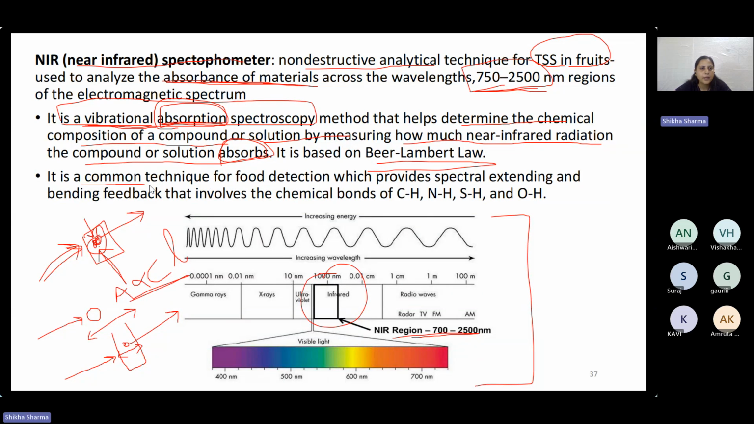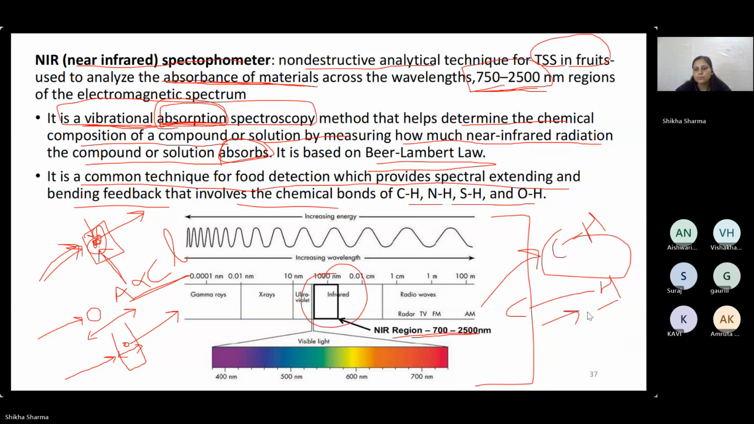So basically, it is a common technique for food detection, which provides spectral stretching and bending feedback that involves the chemical bonds of CH, NH, SH, or OH. So what happens if we have a food product? It will have many chemical bonds like CH. When the photons are coming, this CH bond will either be stretched, or it will shrink, or it may bend. Like this, it may bend.